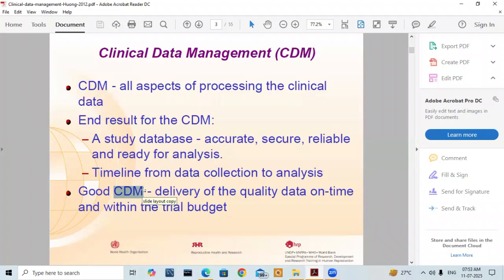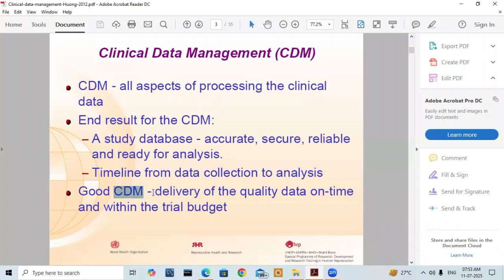Same as in the clinical trial, where the ICH body designed the GCP guideline. I told you in clinical research, GCP is a document on how the trial should be conducted as per the ICH guidelines. Similarly, in data management, there are also some guidelines. Those guidelines are known as good clinical data management guidelines.